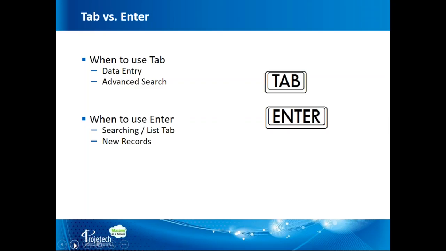Then you would move to using enter. So if you're searching in advanced search after you've put your filters in, or on the list tab after you've put your filters in, when you're ready to actually do a search, you're going to hit enter, and it's going to start searching your records for you.